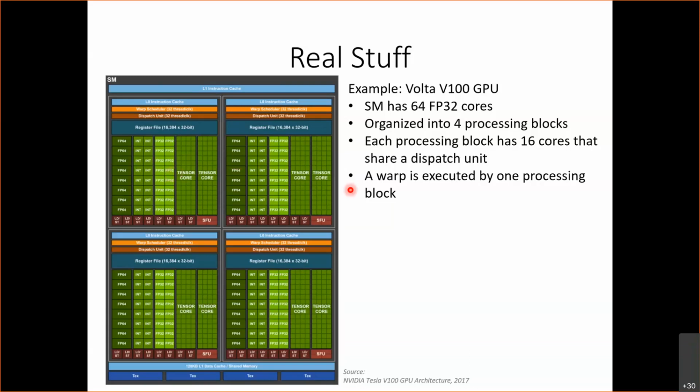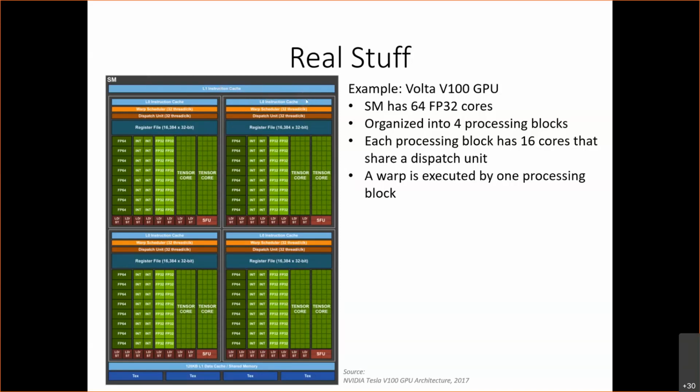Professor, what's the difference between L1 and L0? Is it the same thing, just closer to the core? L0 is private to each of these processing blocks. L1 is shared across them. Okay, but same technology? Yeah, this is all SRAM. Okay, thank you. Okay. Other questions?